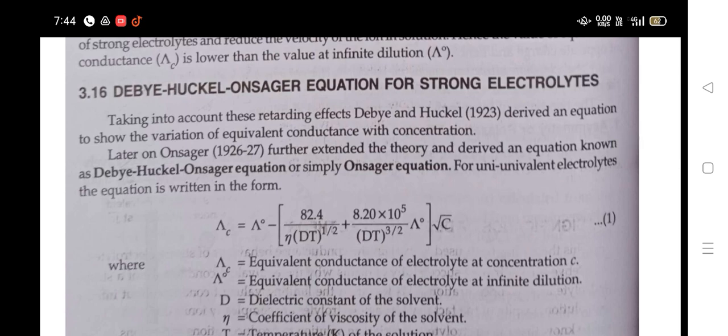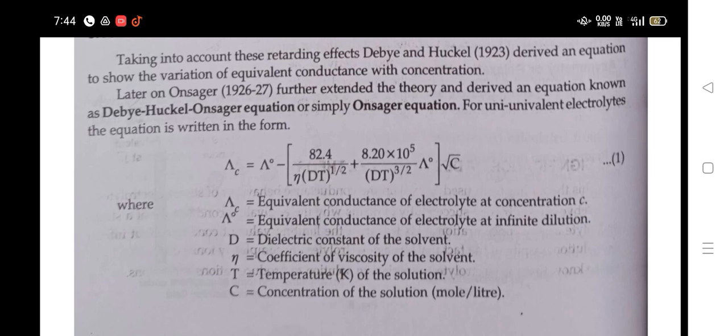Debye-Huckel-Onsager equation for strong electrolytes. Taking into account this retarding effect, Debye and Huckel in 1923 derived an equation to show the variation of equivalent conductance with concentration. Later on, Onsager, further extending the theory, derived an equation known as the Debye-Huckel-Onsager equation, or simply the Onsager equation, for univalent electrolytes. The equation is written as lambda_c = lambda_0 - (82.4/(eta (DT)^(1/2)) + 8.20 x 10^5/((DT)^(3/2)) lambda_0) root c.